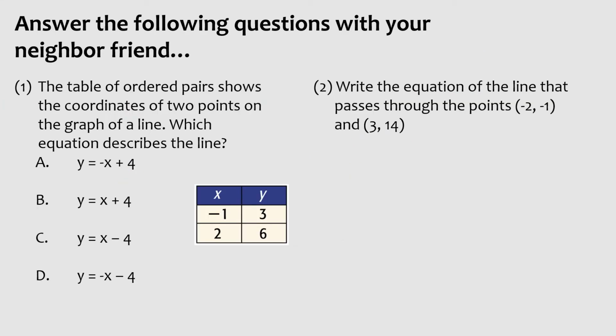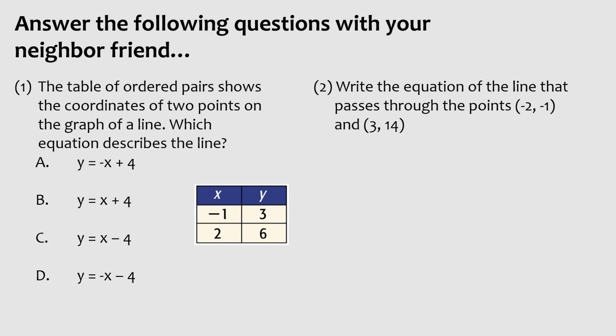So now what I'm going to have you do is answer the following questions with your neighbor friends. You've got 2 questions that I want you to work on with someone near you, and I actually want you to focus on the math and work these 2 problems together. So the table of ordered pairs shows the coordinates of 2 points on the graph of a line. Which equation describes the line? And then number 2 says write the equation of the line that passes through the 2 points -2, 1, and 3, 14. Okay, so work on this with your neighbor friend. Go ahead and pause the video, and then when you're done, we can come back and look at the work.